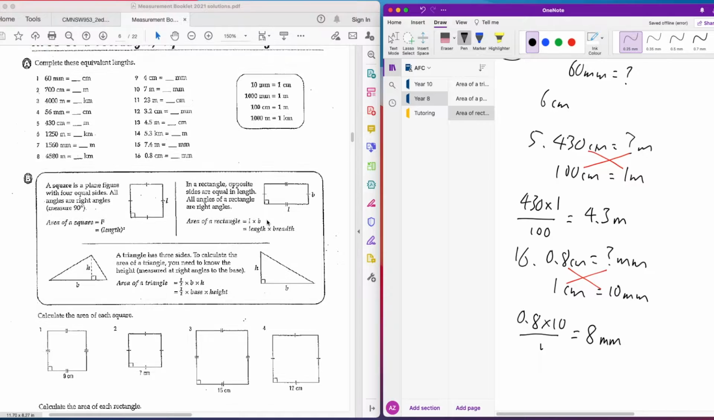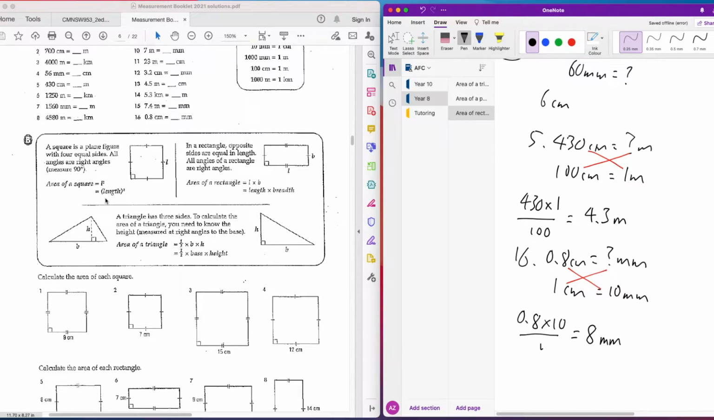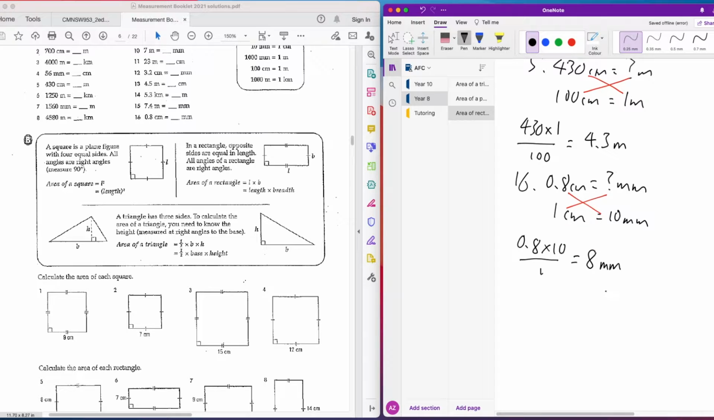Hopefully that's clear. I'm just going to move on to section B. Section B is slightly more challenging, but should be alright. I have faith in you guys. A square is a plane figure with 4 equal sides. All angles are right angles. Yep, that's something we know.